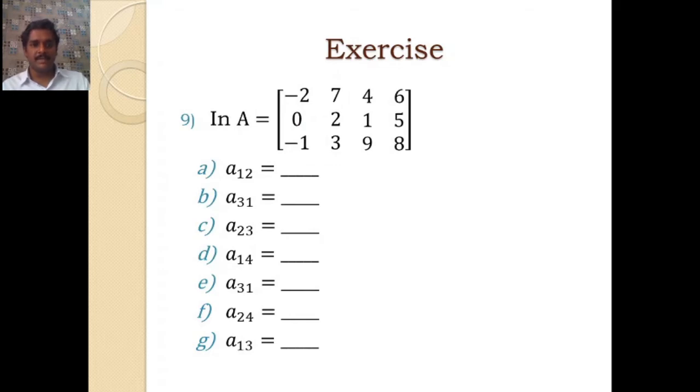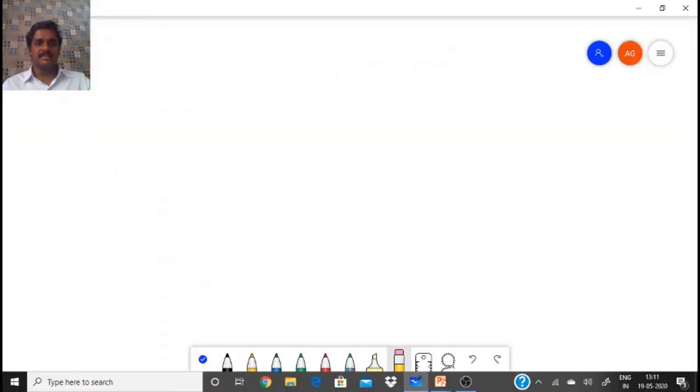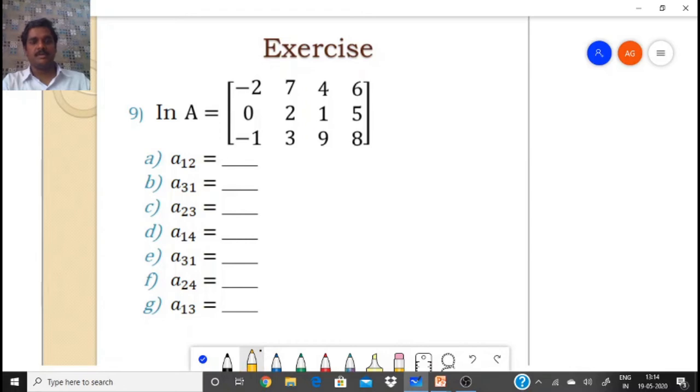Here is your problem number 9. We have to find all these elements which are listed below. We all know Aij. Aij is what? Element present in the ith row and jth column, where i represents the row number and j represents the column number. The first is A12. A12 is what? Element present in first row and second column.